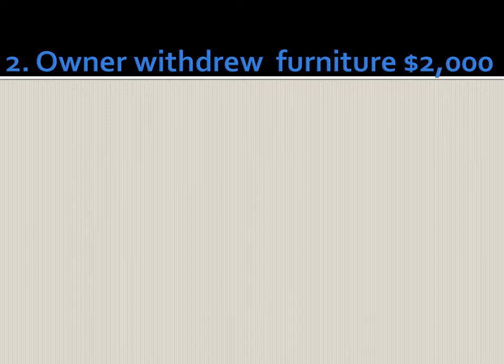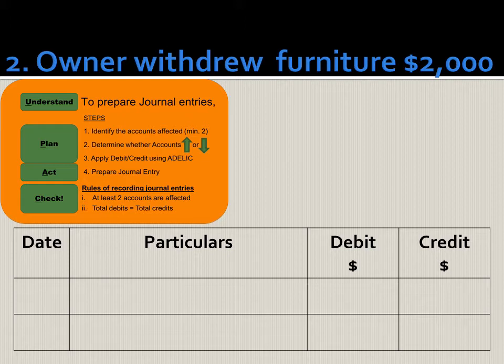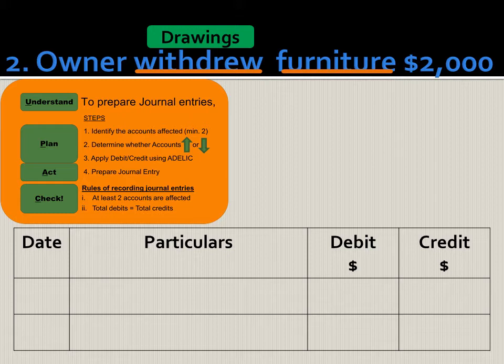Looking at another example, we would still apply the UPAC strategy to prepare our journal. Step 1, identify the accounts affected. We look at keywords like withdrew, which indicates that drawings is affected. We also have the furniture account, which is affected. Step 2, we determine whether the accounts increase or decrease.